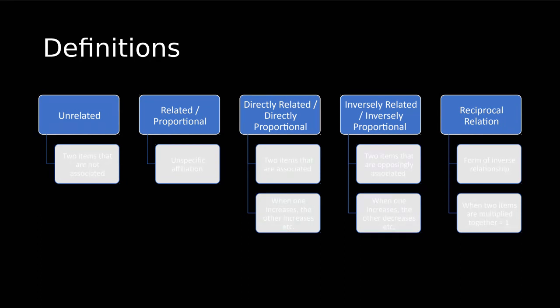So you can have these two items that have a specific relationship or affiliation with each other, but we need to know what happens when something happens to one item, what is happening to the other item that it's related to. So we are constantly talking about directly and inversely related relationships. We also can have a reciprocal relationship, which is another form of an inverse relationship, and it's when we have two items that if you multiply them together they equal 1. This is where we get a little bit into our fractions and have to do a little more math.